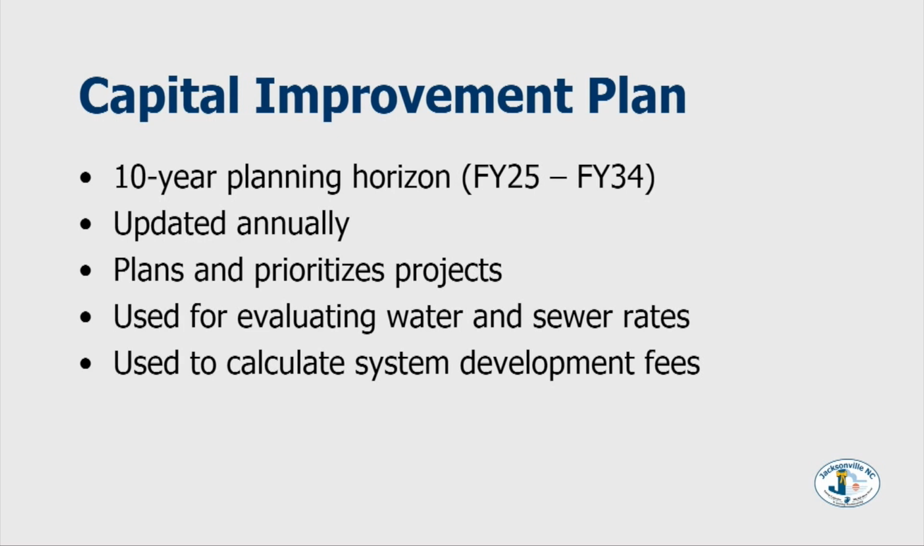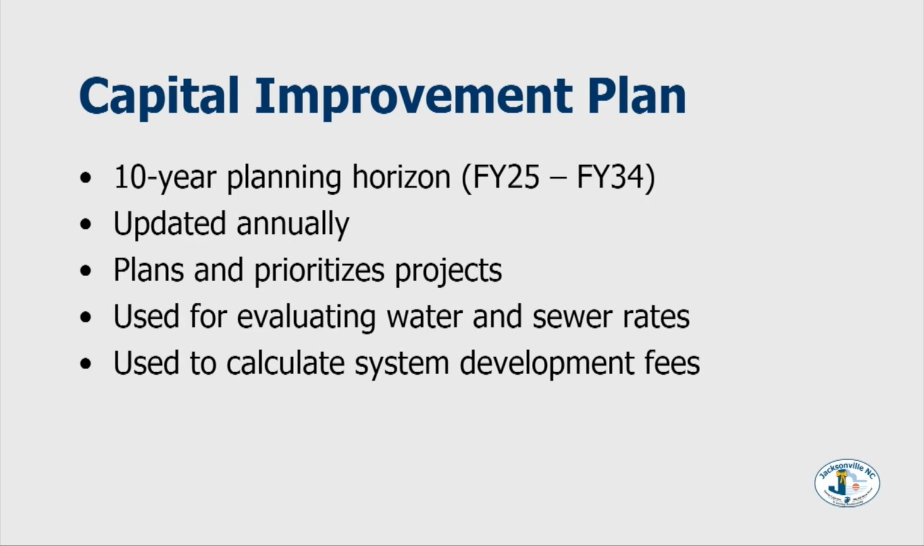So real quickly, just to recap, the capital improvement plan is a 10-year planning document. We use it for setting rates, which is what our customers pay every month for their water and sewer usage. And we use it for setting system development fee payments, which are where developers or builders buy into the system for the capacity that's been constructed. So that's basically the financial purpose of the capital improvement plan.